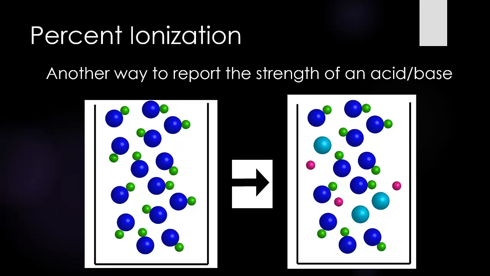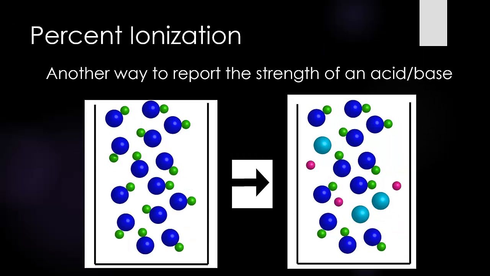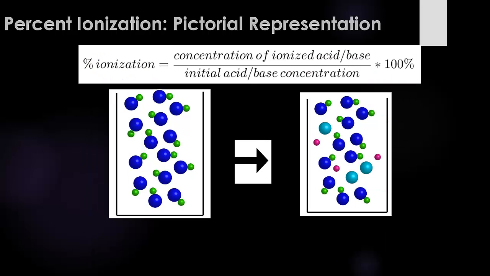Percent ionization is really just another way of talking about the strength of an acid or a base. If a certain amount of the acid breaks up, we can simply put the amount ionized over the total amount that was initially present. Then, of course, multiply by 100 just to turn it into a percent. We'll do some real examples in a moment, but for now, let's just make sure you have the concept down.